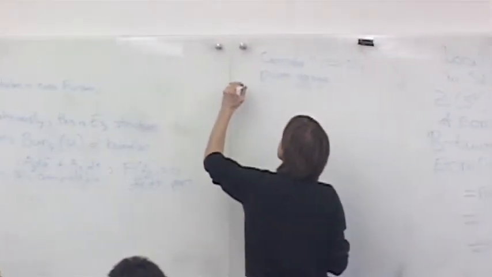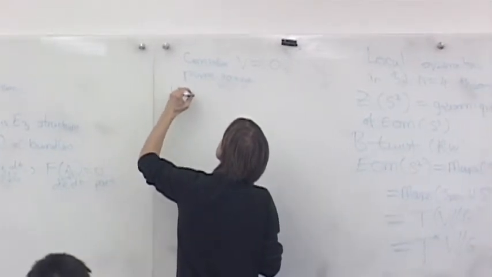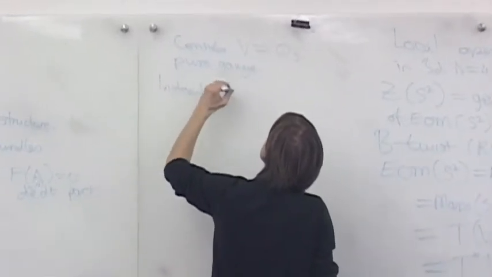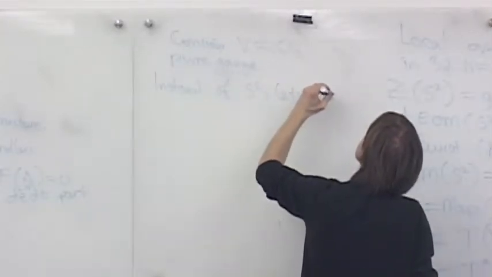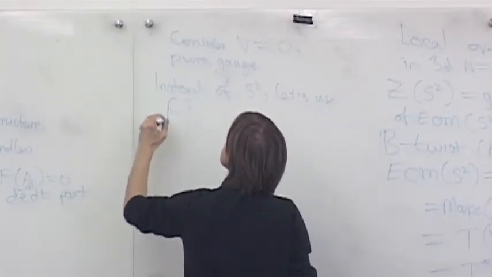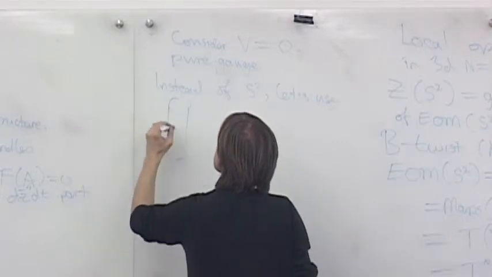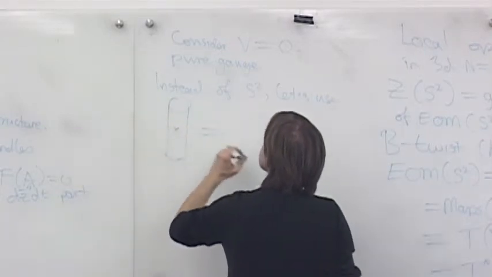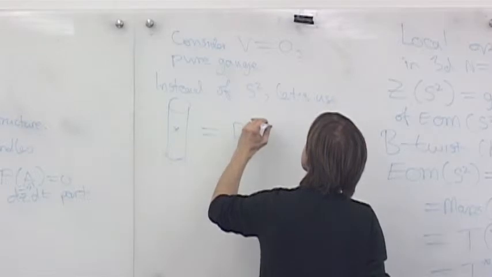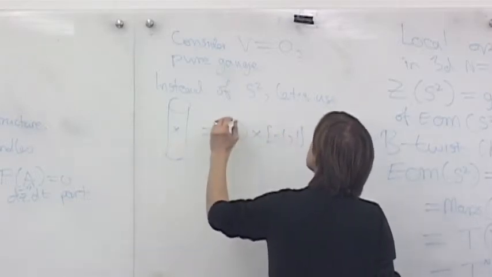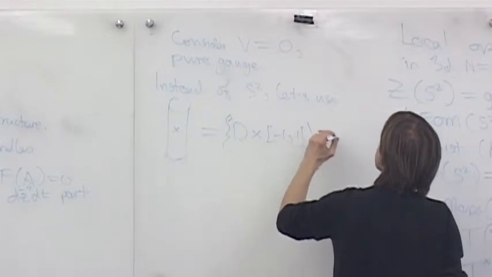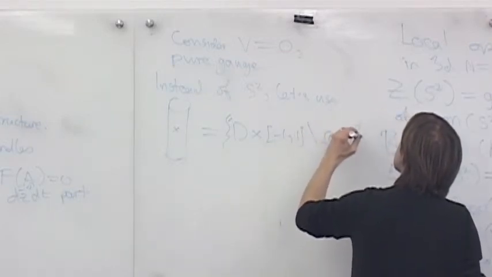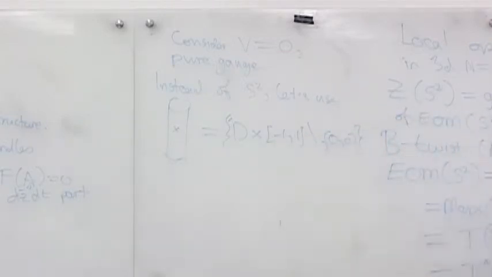So instead of using S2, let's use the cylinder, which equals the disk cross the interval (-1, 1), where I remove the origin. Okay?